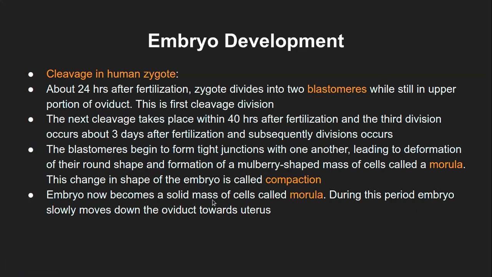Embryo now becomes a solid mass of cells called morula. During this period, the embryo slowly moves down the oviduct towards the uterus. As and when the morula is formed, it will slowly start moving down towards the uterus from the fallopian tube structure. Until the stages of morula formation, everything happens in the oviduct or the fallopian tube itself.